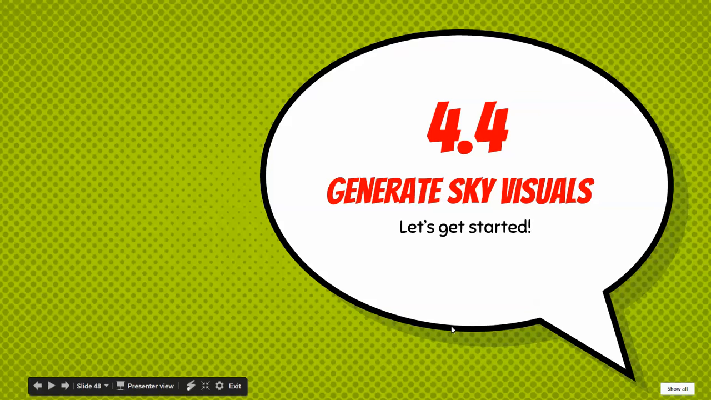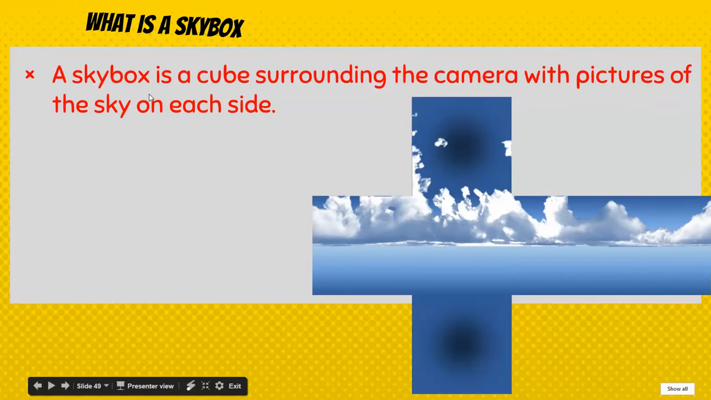Programmers, part 4. We're going to figure out how to do the sky visuals, which means a skybox. Okay, so here's what we're going to do. Write this down in your notes. A skybox is a cube surrounding the camera with pictures of the sky on each side.